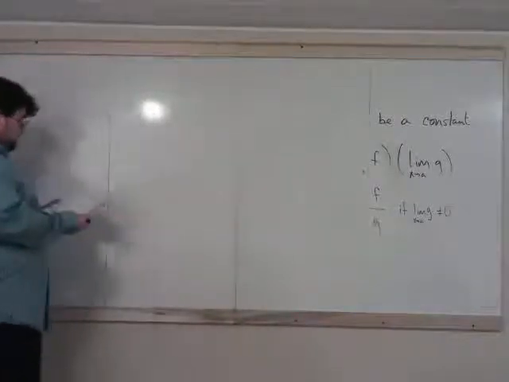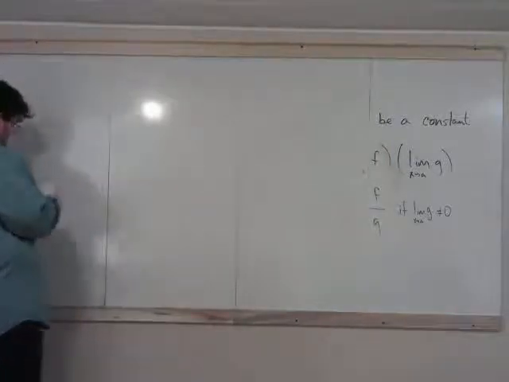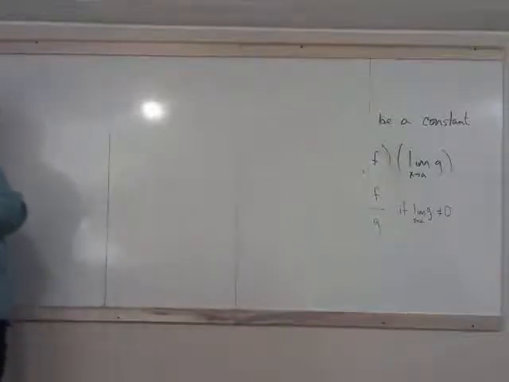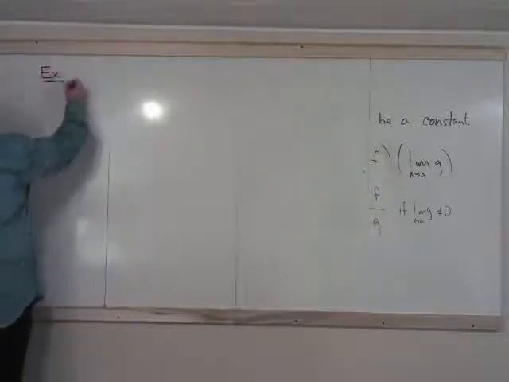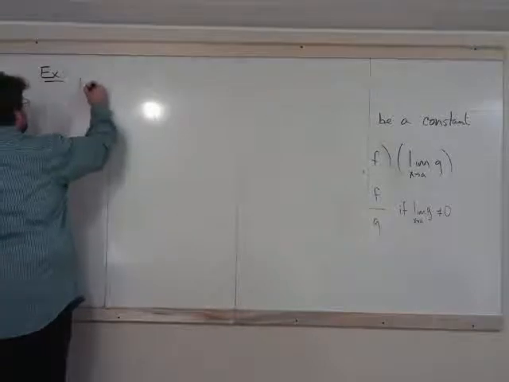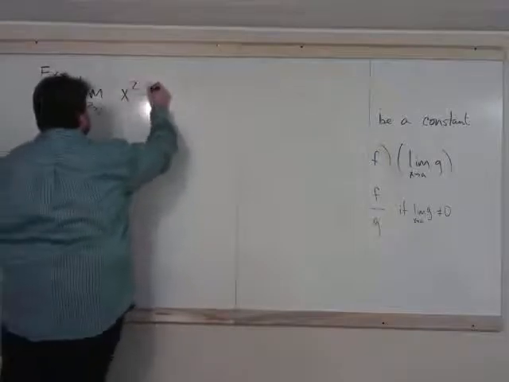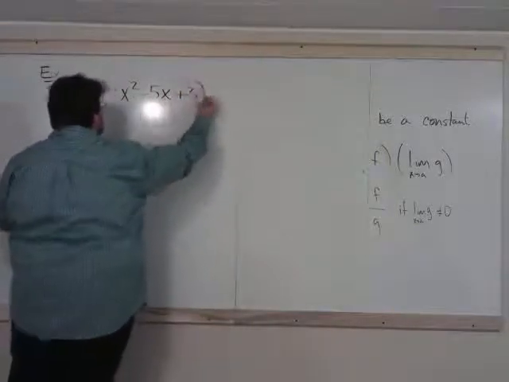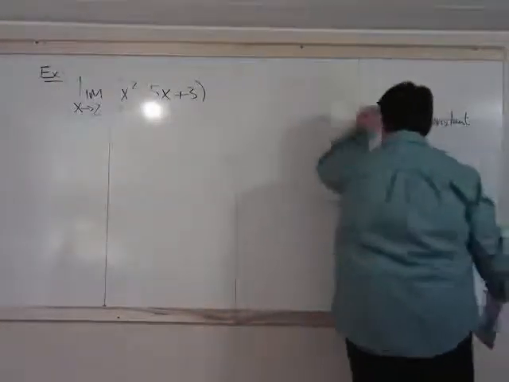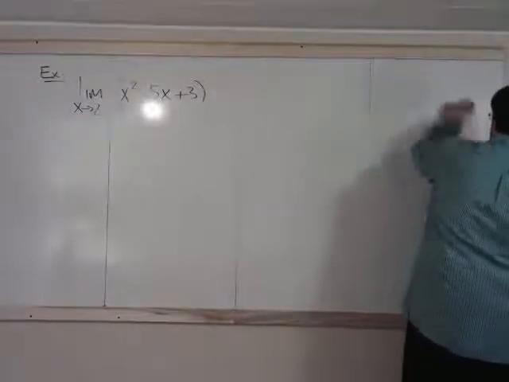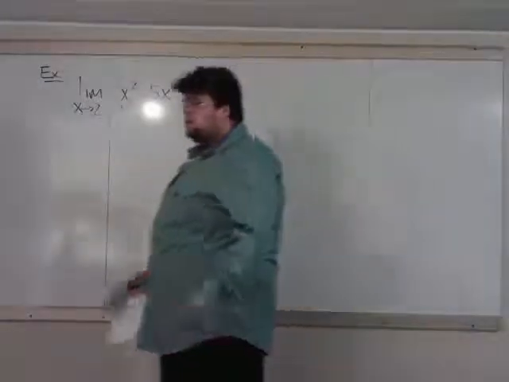So first, let's do this one. Find this limit. Limit as x approaches 2 of x squared minus 5x plus 3. Now, those of you who may have seen calculus before know a minor shortcut. Those of you who have not seen calculus before will have to wait about 10 minutes for the minor shortcut.